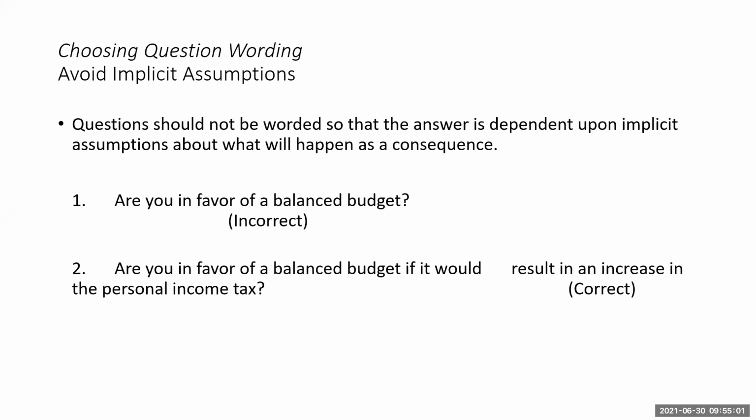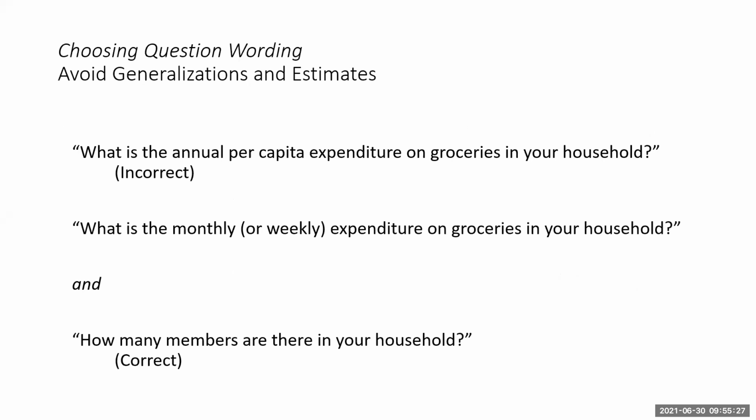Avoid implicit assumptions. For example, are you in favor of a balanced budget? All right, but you can ask the question correctly in a little bit more elaborate manner. Are you in favor of a balanced budget if it would result in an increase in the personal income tax? So the first question, which is the given example, is an incorrect form. If you elaborate it, it becomes a little more correct, because it provides a little more understanding to people.